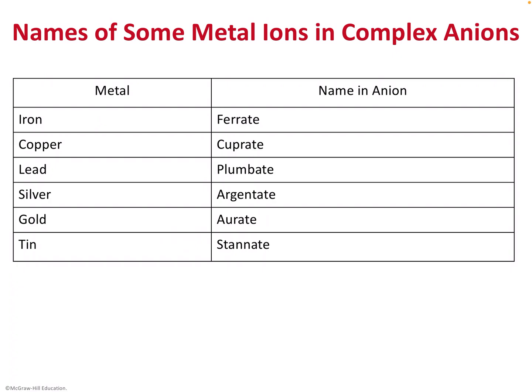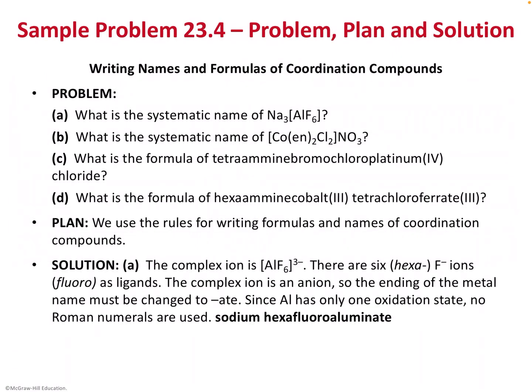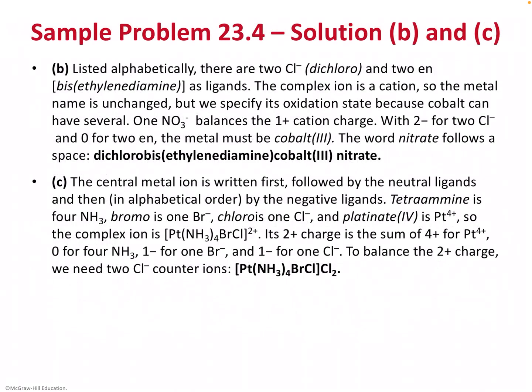Okay. Let's look at these examples. What is the systematic name of this complex? So what do we need to do first? Here we have a complex anion, right? We always first name the cation, which is sodium.